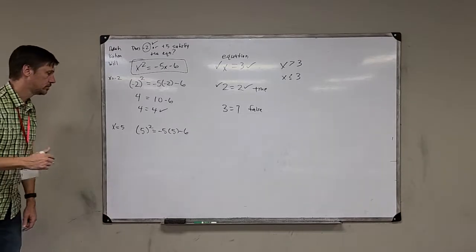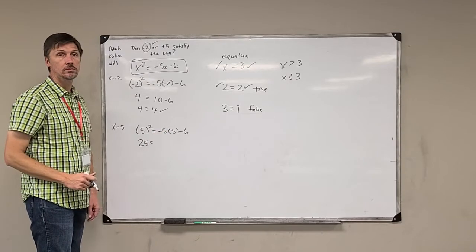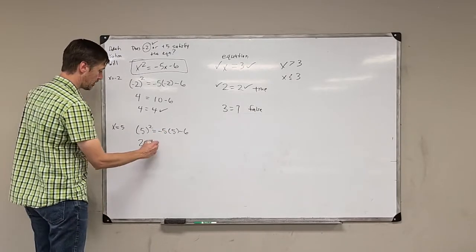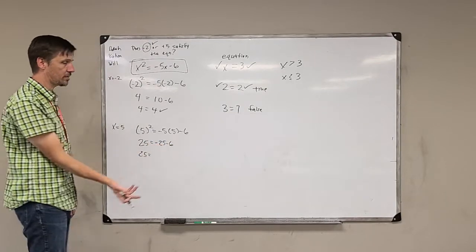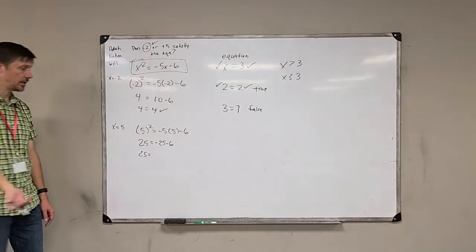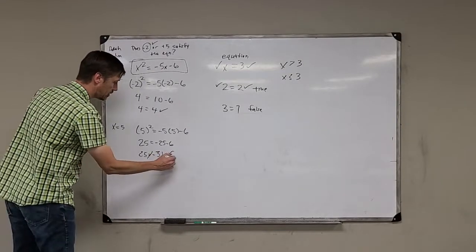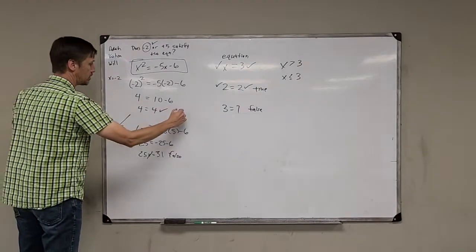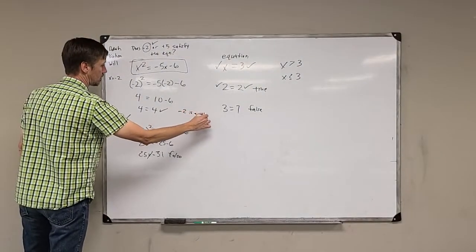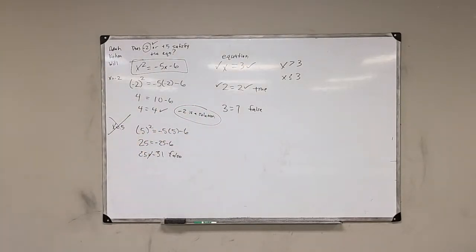So what is 5 squared? That's 25. What's -5 times 5? -25. -25 minus 6. And so 25 equals, what's -25 minus 6? That's -31, right? This is false. So 25 does not equal -31. That's false. And so this is not a solution. So our answer here would be that -2 is a solution. So you just plug the number in and see if you get a true statement.